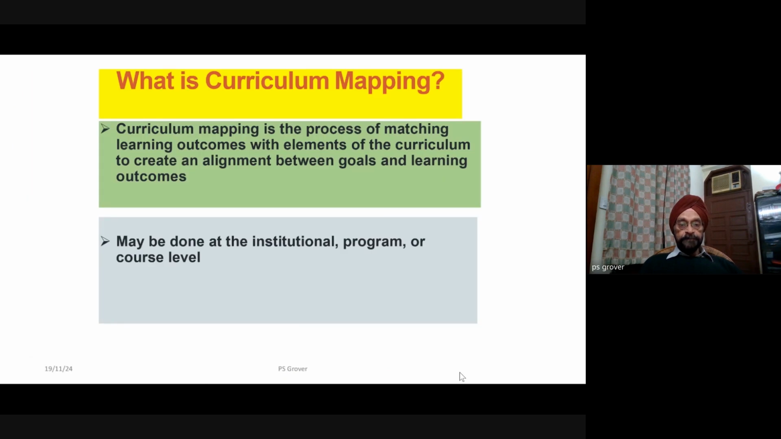So curriculum mapping, what is curriculum mapping? Curriculum mapping is the process of matching learning outcomes with elements of curriculum. Create an alignment between goals and learning outcomes. May be done at the institutional, program or course level.